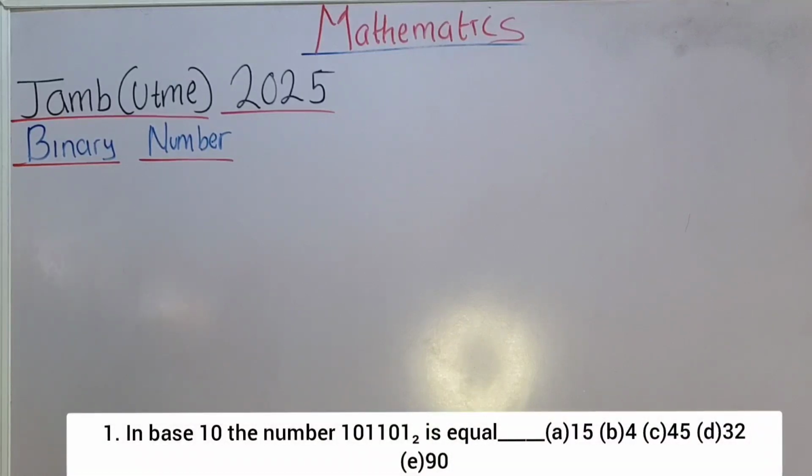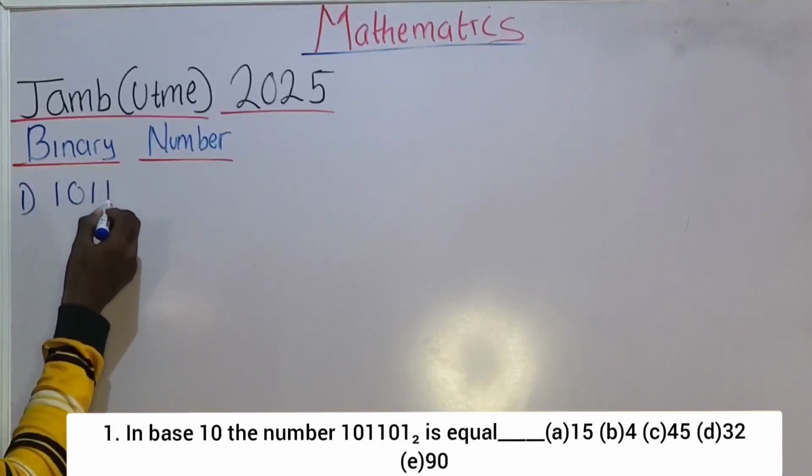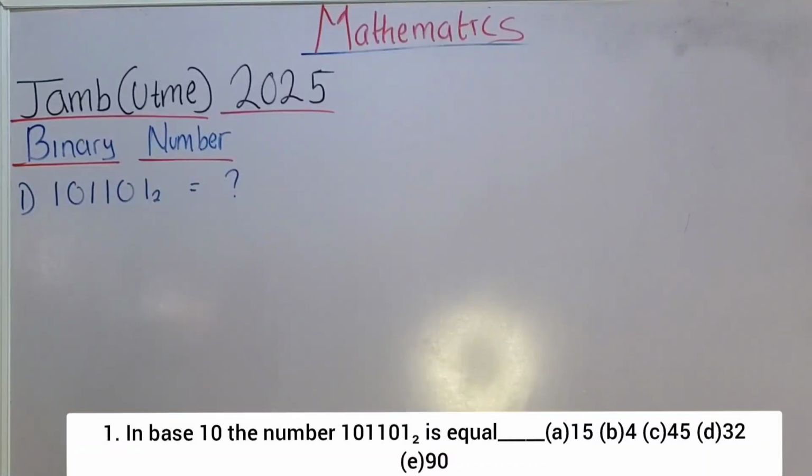In base 10, the number 101101 base 2 is equal to dash. A 15, B 4, C 45, D 32, E 90. In base 10, please pay attention, the number 101101 base 2 is equal to dash. Now we are given the options: A 15, B 4, C 45, D 32, E 90.